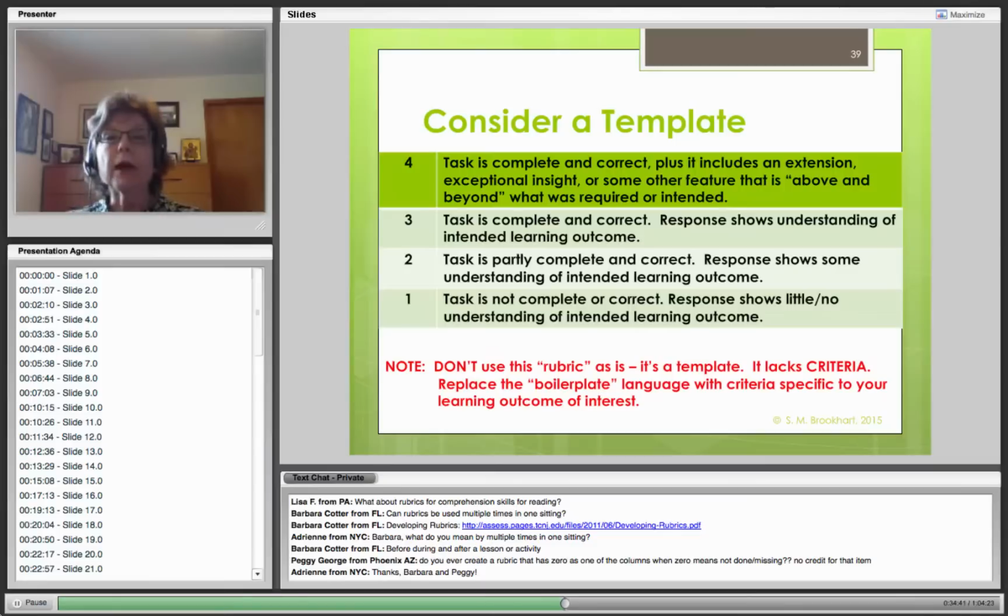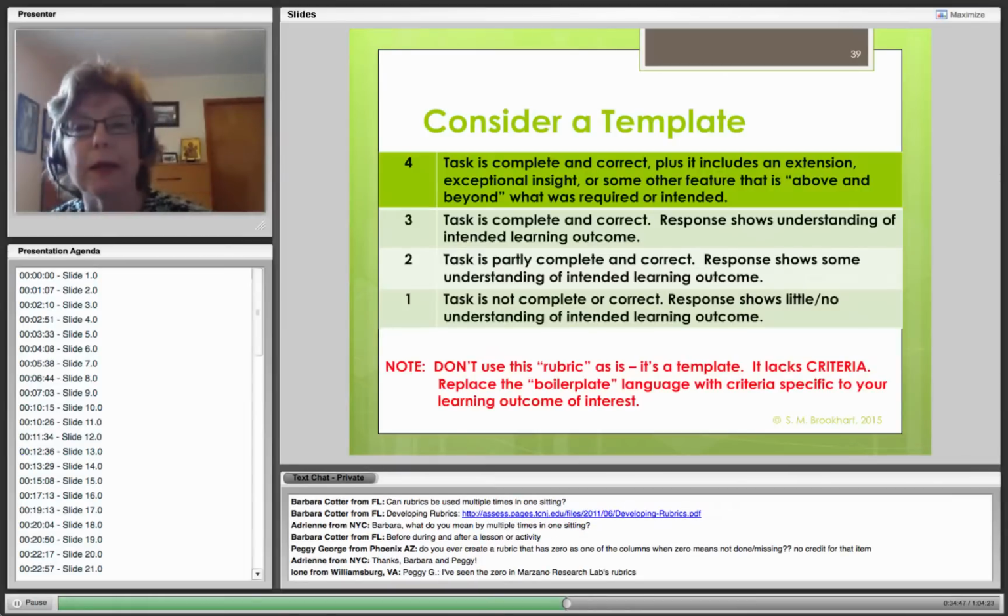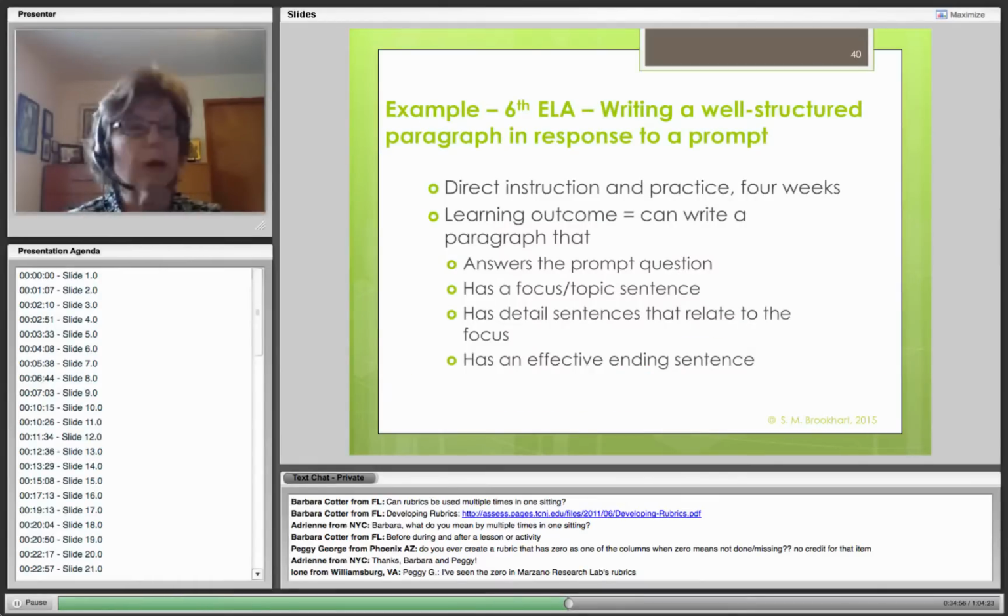If you can, you might consider a template. Now, this is not a rubric. This is a template. There's no criteria in it. It just talks about how you would describe it. So let's do that. Let's talk about an example of a 6th grade class that was trying to write a well-structured paragraph in response to a prompt.